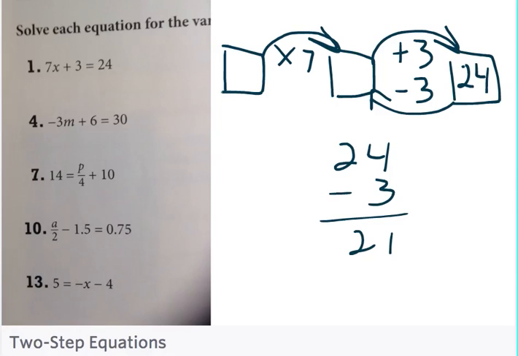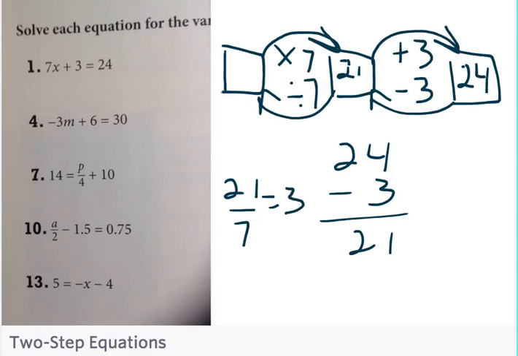Put that in the middle box, working backwards. The opposite of multiplying by 7 is dividing by 7. So 21 divided by 7 is 3. So on the first problem, the answer is x is equal to 3.